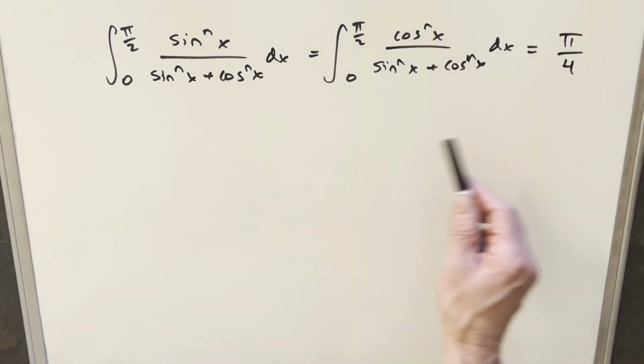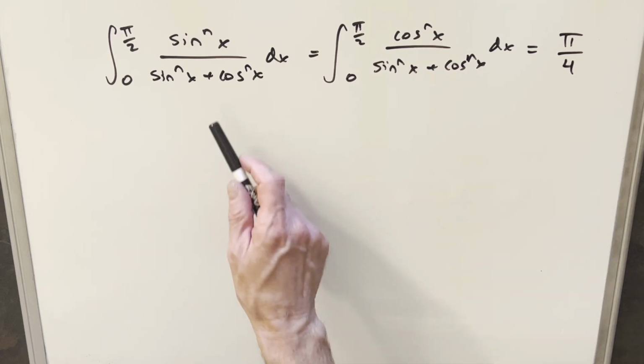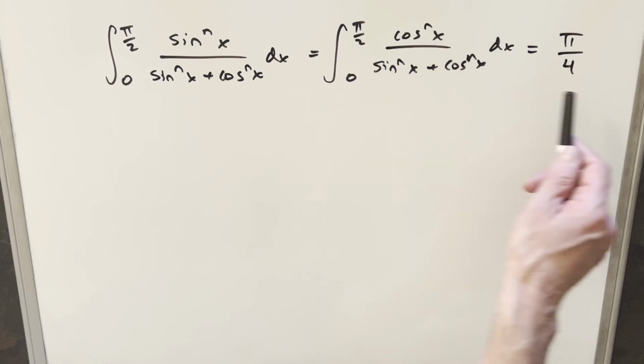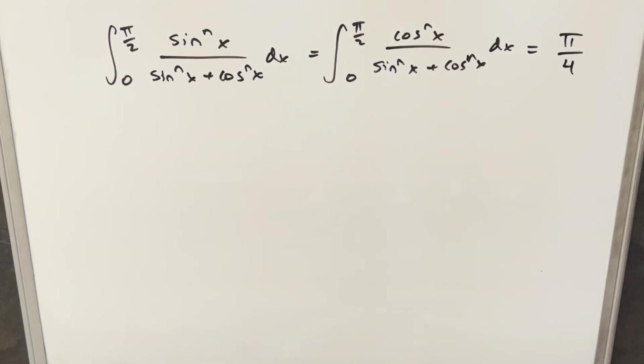What I want to show with this is that this integral is equal to pi over 4, and in the process of doing that, we'll also see that this integral is actually equal to this one, and also equal to pi over 4. So let's just see how this is going to work.